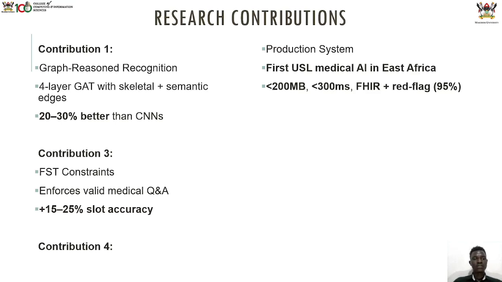And then looking at the second contribution, FST constraints are being fixed to enforce medical question and answers accurately, and we are to produce a system which is the first Uganda Sign Language medical AI in East Africa. The size should be less than 200 MBs, and the speed should be less than 300 milliseconds. And we should implement FHIR interoperability resources plus red flag detections, which improves screening by 95%.